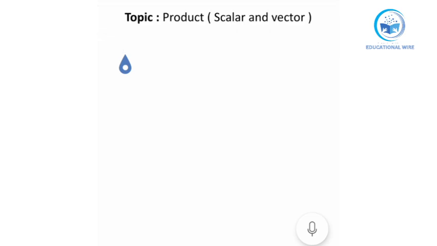So now we will start our new topic, that is product, in which we will discuss scalar and vector product. You can also say dot product and cross product. So first of all, talking about a scalar product. In a scalar product, first of all, I will write the definition of a scalar and vector both, so that you will understand both together.